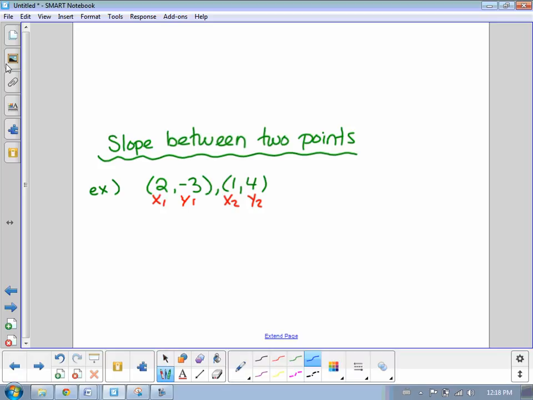When we want slope between 2 points, we could graph them and then draw the graph and count rise over run, but that's a lot of work for a question like this. So instead, we also have the option of using a formula. This is the formula.